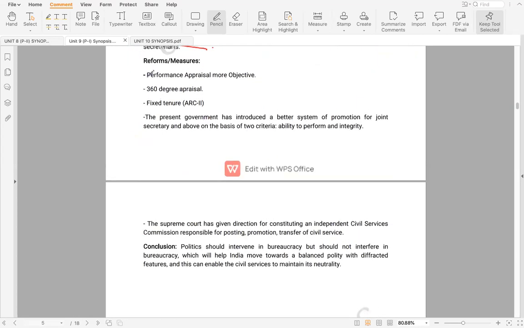What are the reforms and the measures? You can also talk about how 360 degree appraisal is already criticized. So you need to move to a 720 degrees or a holistic overall performance appraisal system, right? Fixed tenure, etc., etc. The present government has introduced a better system of promotion for joint secretary and above on the basis of root criteria, which is ability to perform as well as integrity. This is one of the most important aspects.